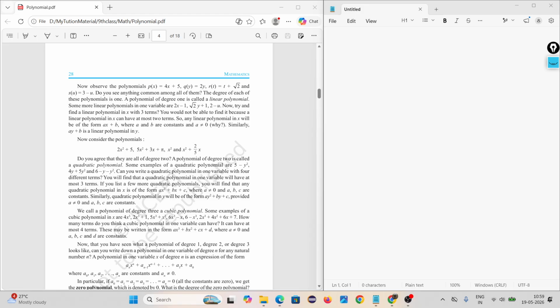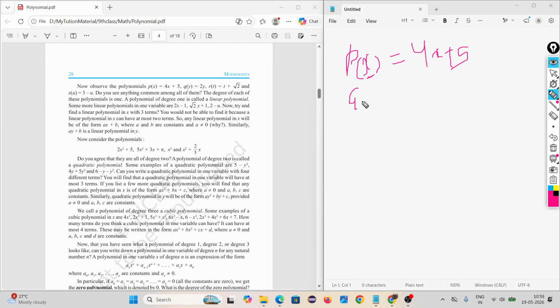Now observe the polynomials p(x) = 4x + 5, q(y) = 2y, r(t) = ... p(x) means there is a polynomial having x as its variable. q(y) means a polynomial having y as its variable. r(t) means a polynomial having t as its variable. And s(u) is a polynomial having u as its variable.